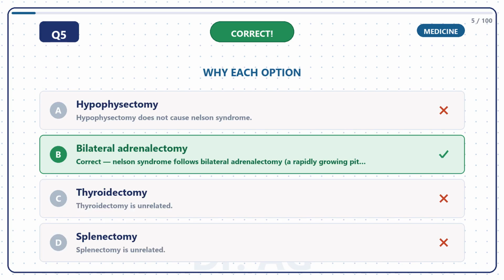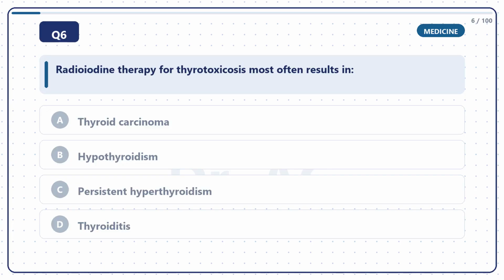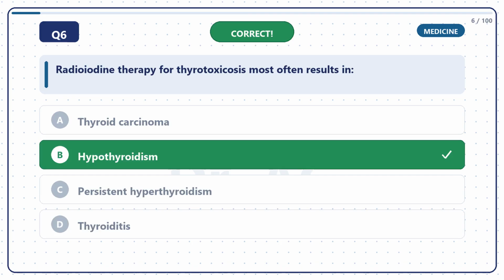Bilateral adrenalectomy. Question 6. Radioiodine therapy for thyrotoxicosis most often results in option A, thyroid carcinoma. Option B, hypothyroidism. Option C, persistent hyperthyroidism. Option D, thyroiditis. The correct answer is option B, hypothyroidism.